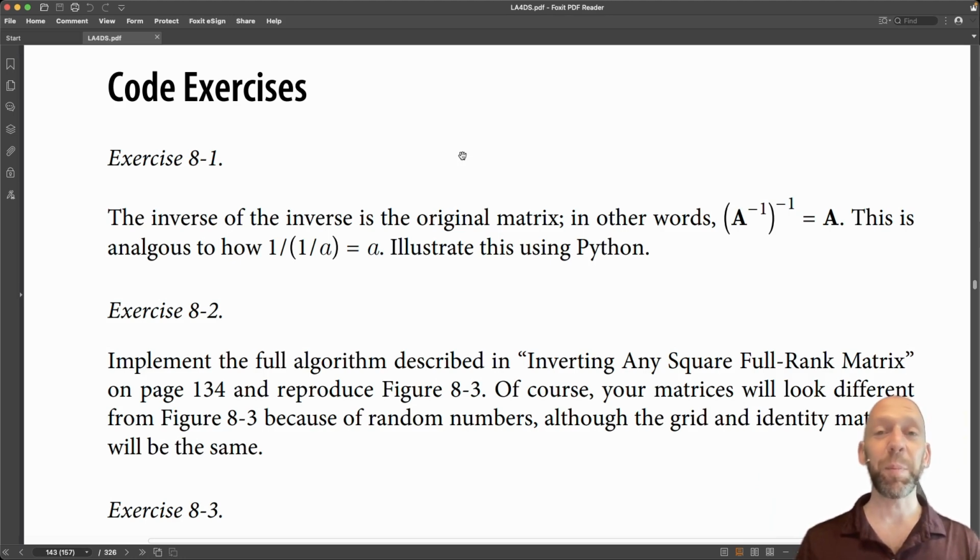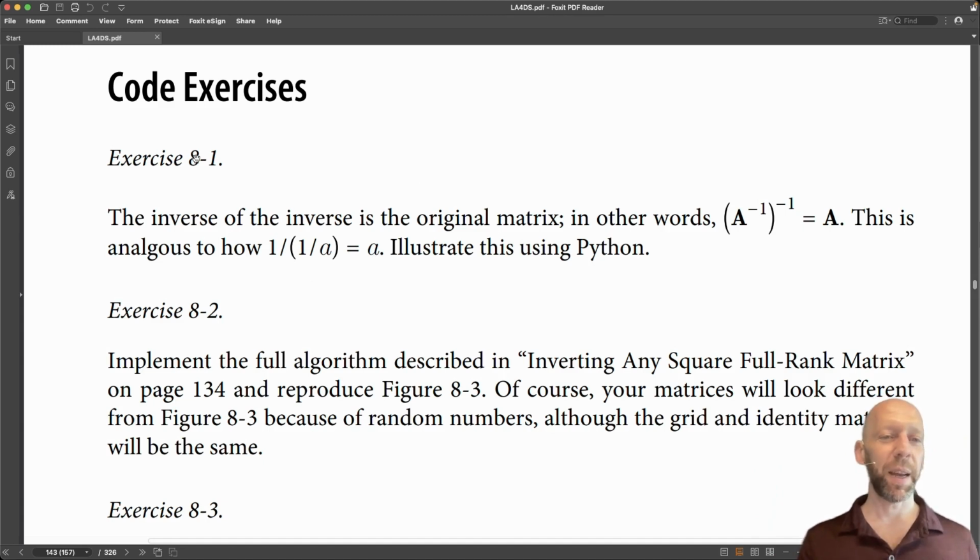There are several implications of the uniqueness of the matrix inverse, one of which is that the inverse of the inverse is the original matrix. In other words, the inverse of A inverse is the matrix A itself. This is analogous to the reciprocal of a fraction being the original number. So imagine A here is a number like the number 7. You can reciprocate the number 7 to get 1/7, and you can reciprocate that again. So 1 divided by 1/7 is the number 7.